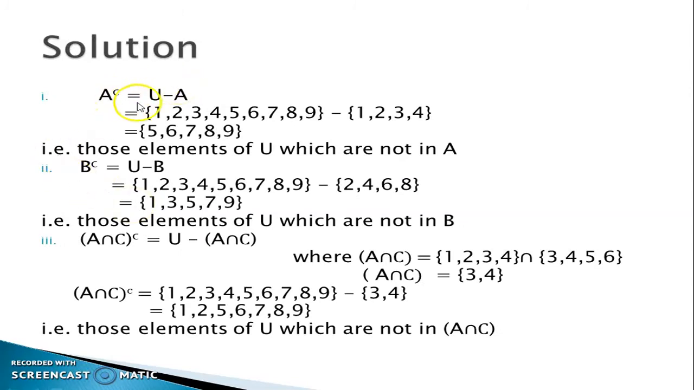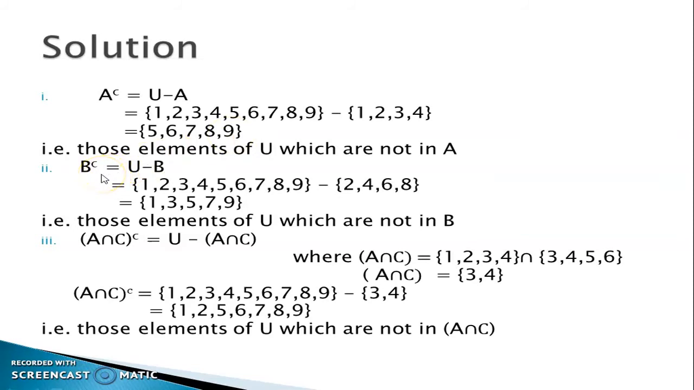Now A complement is equal to U minus A. The set U minus the elements of set A, we are left with 5, 6, 7, 8, 9. That is, those elements of U which are not in A.